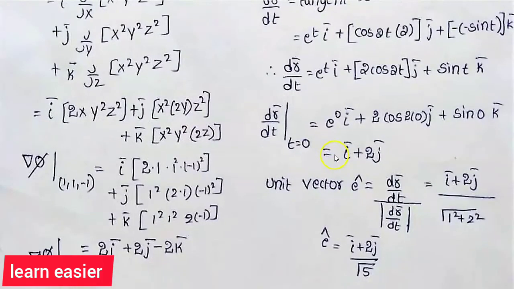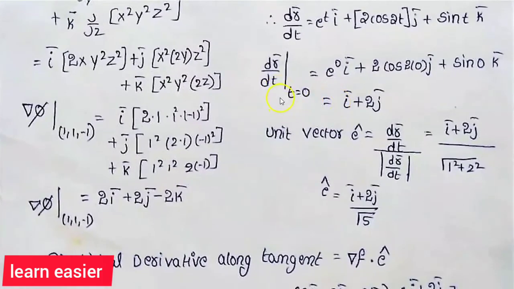Now we have to find out the unit vector for this tangent vector. So e cap is what? That vector by the modulus of that vector. So the tangent vector is i bar plus 2j bar by square root of, here the coefficient of i bar is 1, so 1 square. Here the coefficient of j bar is 2, so 2 square. Now we got i bar plus 2j bar by root 5.